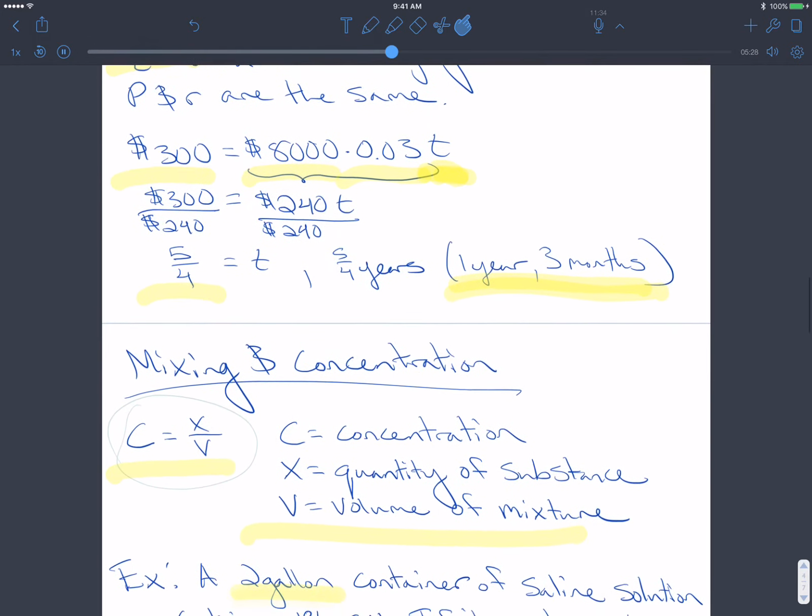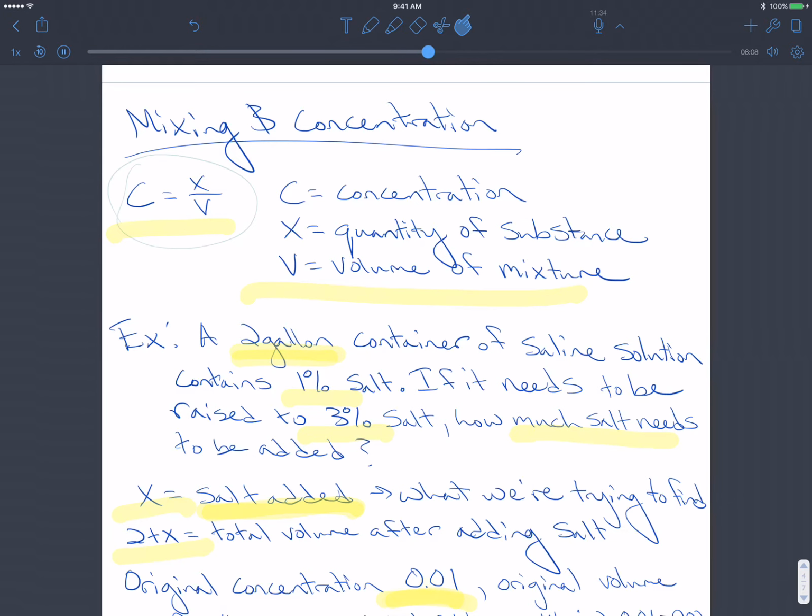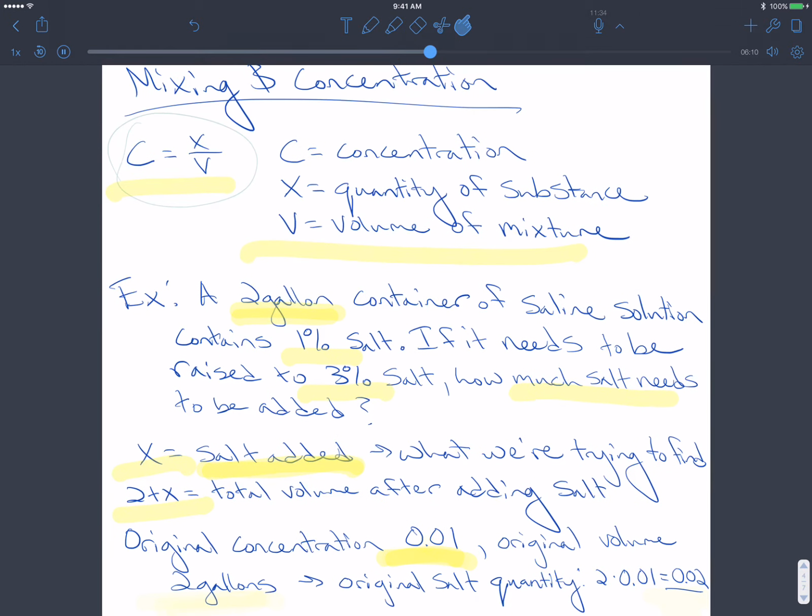We know the initial volume was 2 gallons, so the total volume after adding the salt is going to be 2 gallons plus whatever volume of salt we add. Now, if the original concentration is 1% or 0.01, then with our original volume of 2 gallons, the salt quantity is going to be that volume times the concentration.